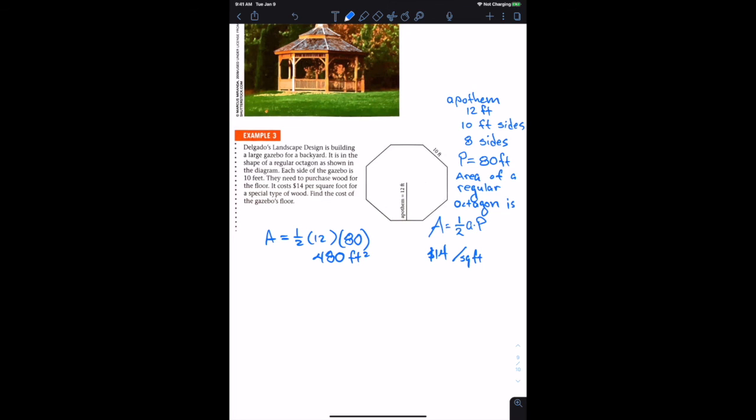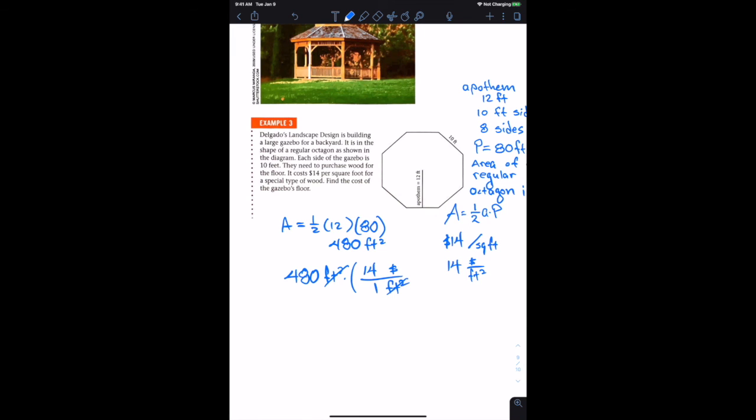We could write it that way, or we could just say 14, and we could say dollars per square foot, like that. And if we do that, now we can just say 480 square feet times the scale factor, $14 per 1 square foot. And you can see that square feet are going to cancel when we do this calculation. So we're actually doing 480 times 14. This is going to cost $6,720 for that special wood.